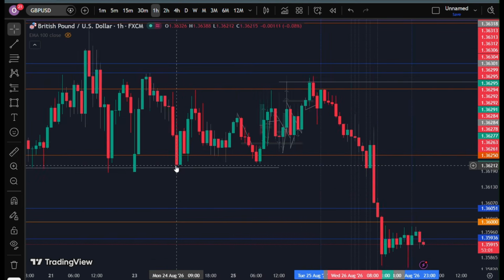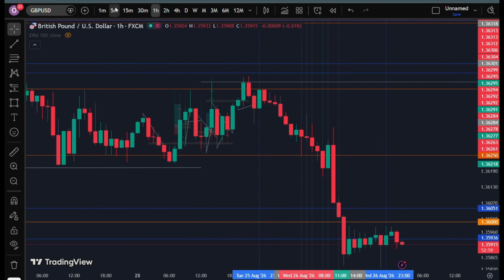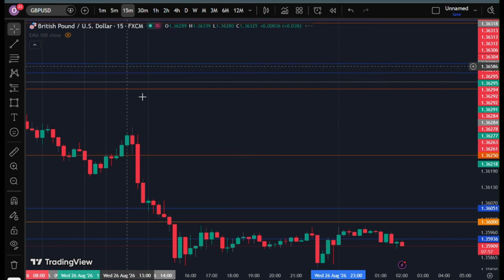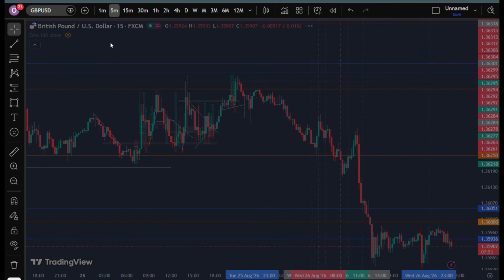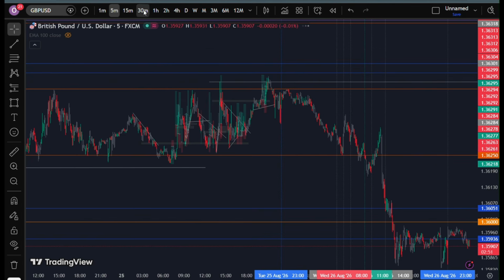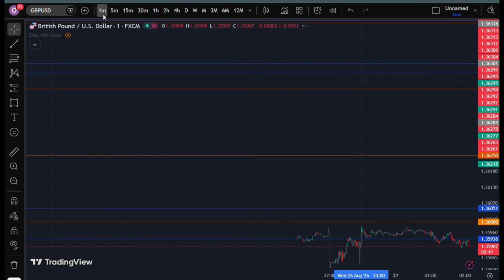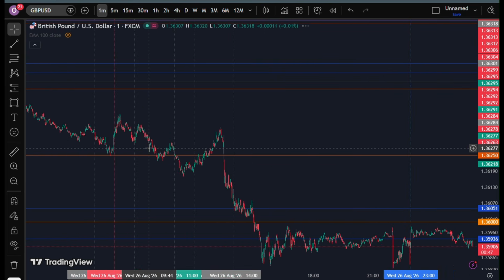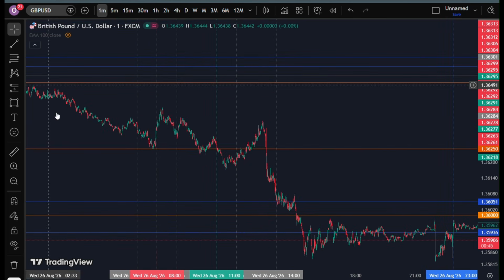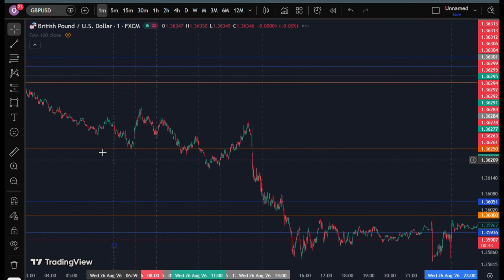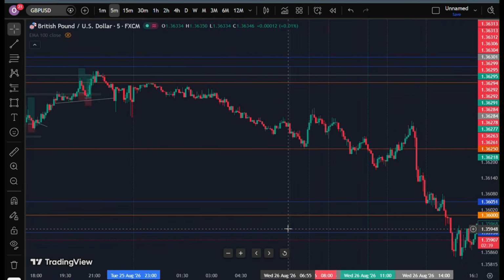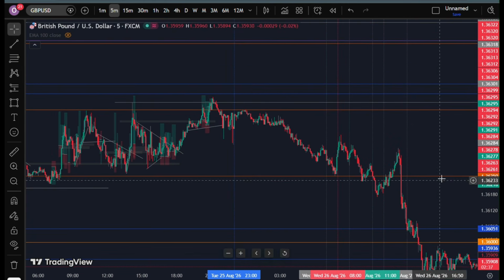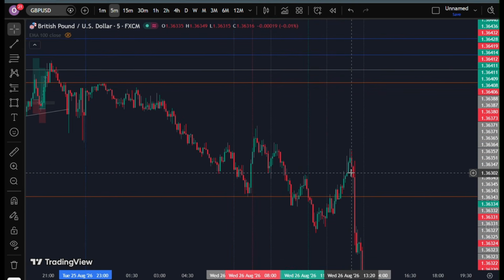So how did we make our entries today? 1 hour, 15 minutes, and eventually 5 minutes. Today, the liquidity was very low. If you go to the 1 minute, you will see that it's very tiny. So there was low liquidity today, so we couldn't trade from the 1 minute. We had to trade from the 5 minutes. The market was just so slow.